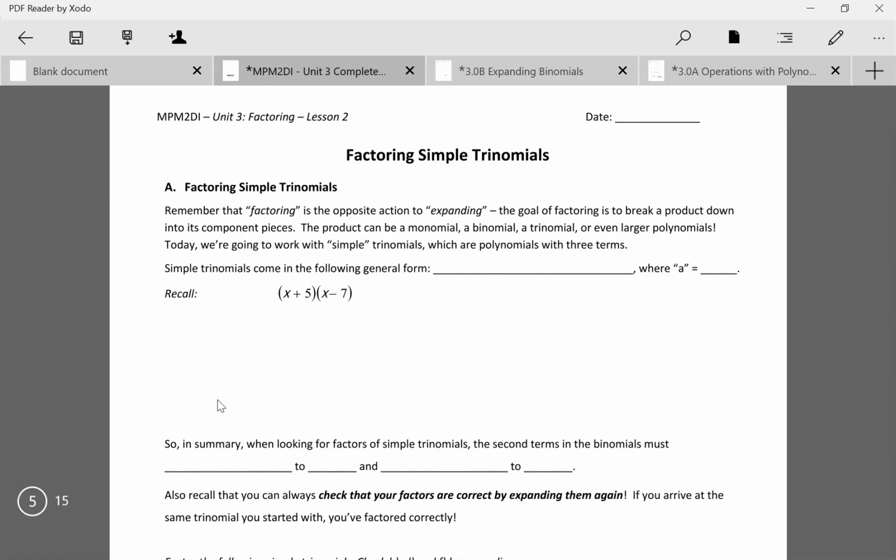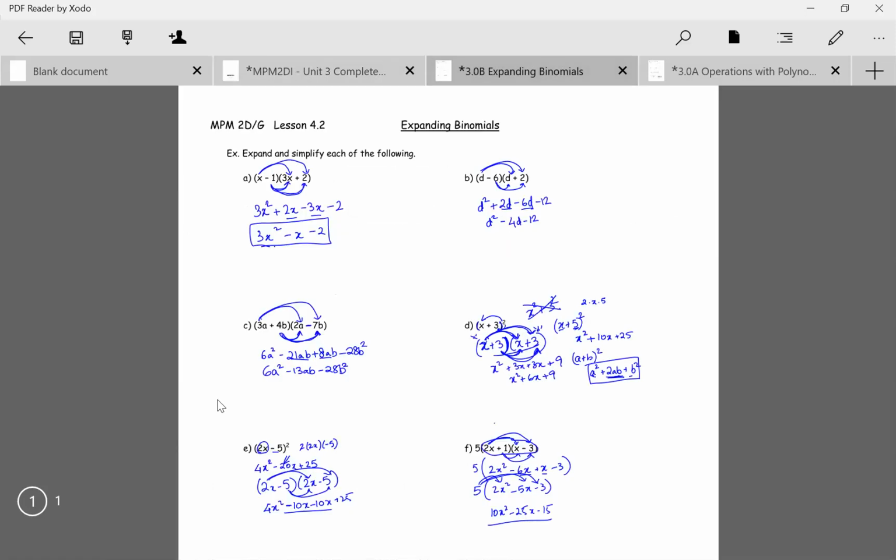Hello everybody. We are going to be continuing with lesson 2 in this video, which is factoring simple trinomials. First, we'll remember that factoring is the opposite of expanding. So this is kind of what we're going to be doing in simple trinomials.